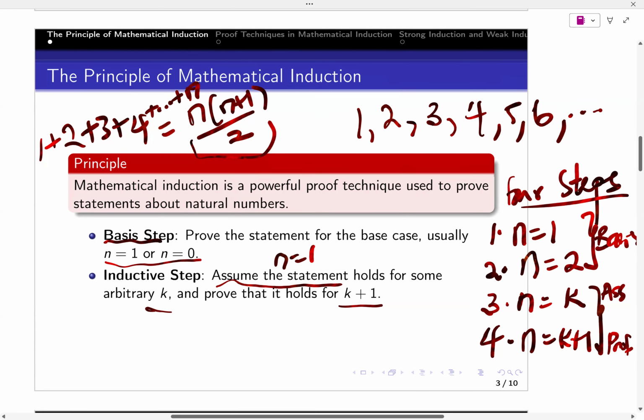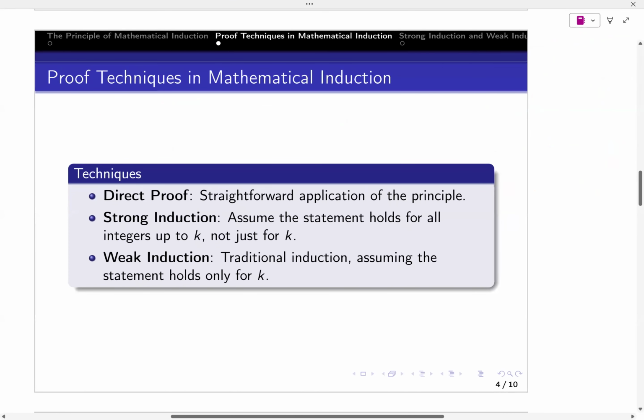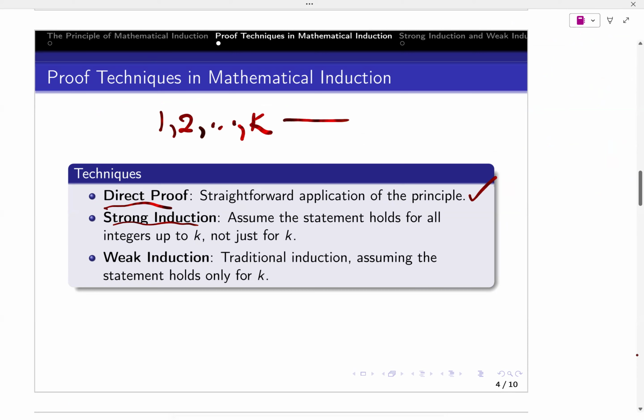Okay, so let's talk about proof techniques in mathematical induction. There's direct proof, which is a straightforward application of the principle. Then there's also strong induction, which assumes that the statement holds for all integers up to k. So you do the basis step, like in my own basis step, you do 1, 2, and then you assume that it is true for k, and that will lead you to proving it for n equals k plus 1. And of course, there's the weak induction, right?